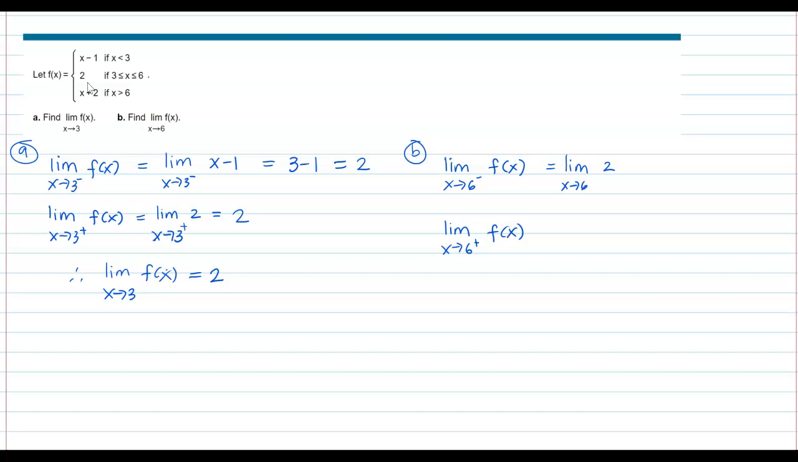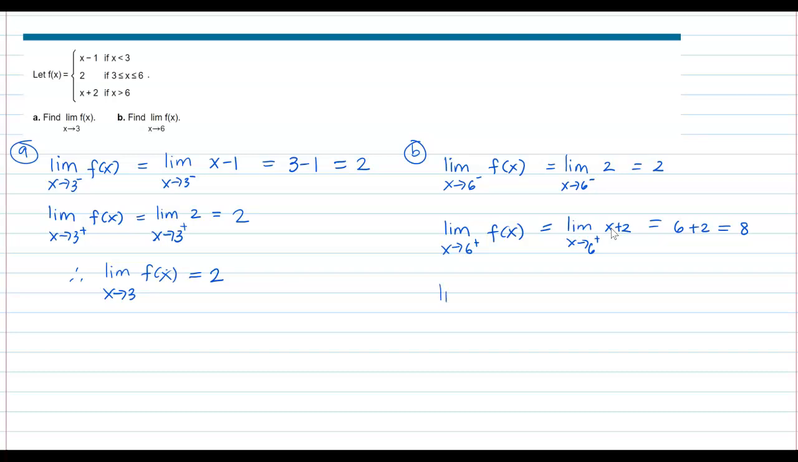X approaches 6 from the left, so that is just 2. Now, if x is greater than 6, it is defined as x plus 2. So this is the limit of x plus 2 as x approaches, oh, no, not 2, 6 from the right. Then you plug in 6 into that equation. So you will have 6 plus 2, which is equal to 8.